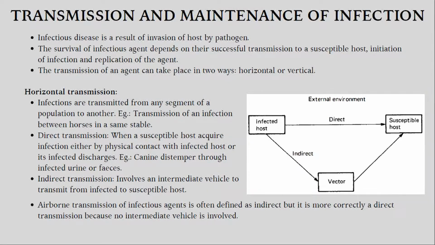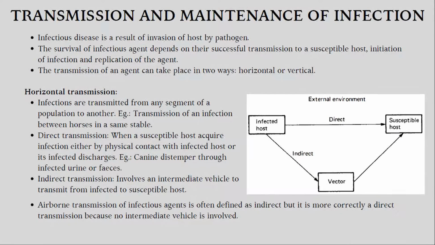In this, infections are transmitted from one part of the population to another part of the population, like the transmission of an infection between horses in the same stable. In this, there are two types. First is direct transmission, in which a susceptible host can acquire an infection through direct contact with an infected host or its infected discharges, like canine distemper, which can transmit through infected urine or feces also.